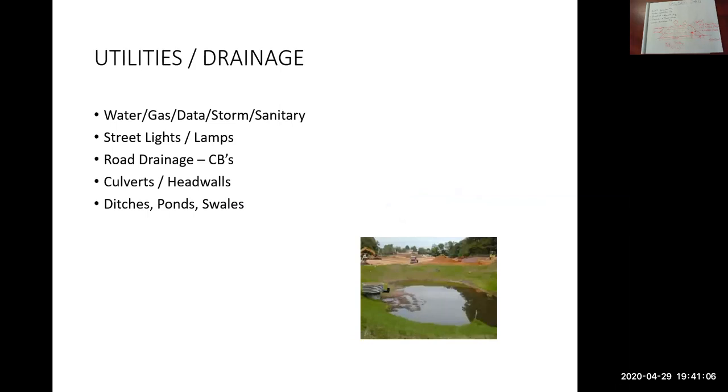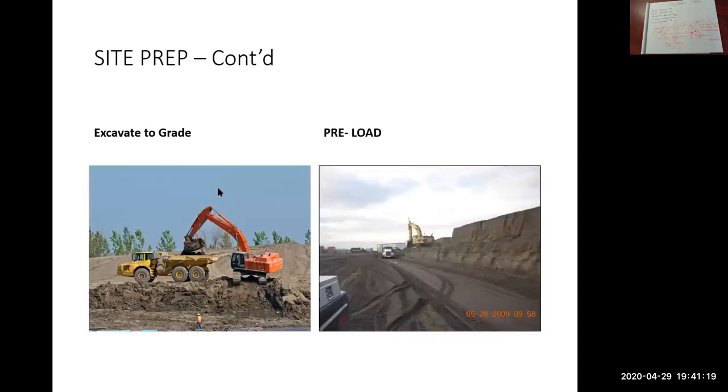So utilities and drainage is our next major bullet. We talked about utilities last week. Let me just back up a second here. At this point, we've excavated to grade. Maybe we preloaded. The preload's done now, where we remove the preload. Then we excavate to grade, right? So we're cutting from the original ground surface after we've stripped, and so we're cutting down to subgrade.